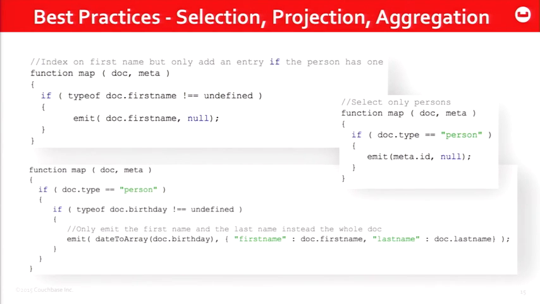Okay, yeah, hard to see here, but in this case, we are only indexing on the first name if the first name is really there. In this case, we are only emitting if the type is a person, and in this case as well. And this is a good example for only emitting relevant data as the value, right? In this case, we are just interested in the first name and last name, whereby your person may have a ton of other attributes, basically, right?